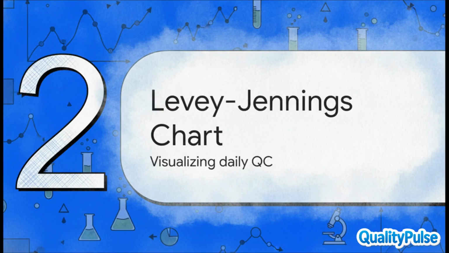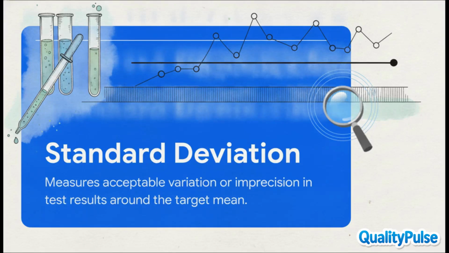So, how exactly do we track this reliability day in and day out? That brings us to Section 2, the Levey-Jennings chart. Before we even look at a chart, we really need to nail down two foundational statistical concepts that define our testing targets and, basically, our acceptable wiggle room. You know how it goes. When a lab sets up a control, they test it repeatedly, usually around 20 times or so, just to find the mean, which is the central target concentration for that control.